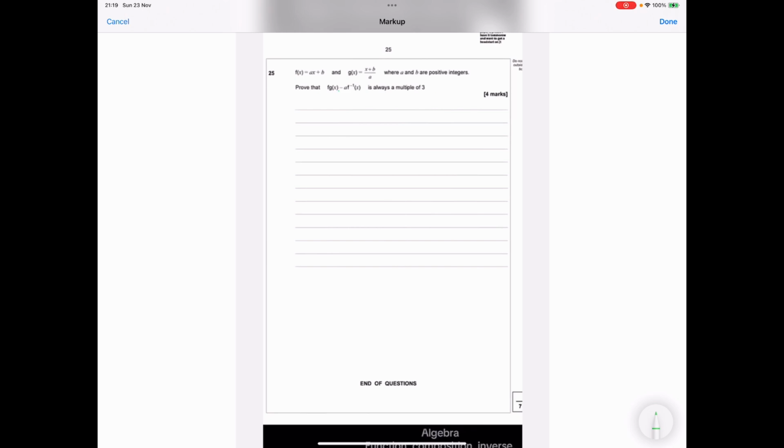So if we do fg of x, that means we put g into where x is. So we say a times x plus b over a, plus b. And now we'll just clean that up. So it's x plus b plus b, which is x plus 2b.